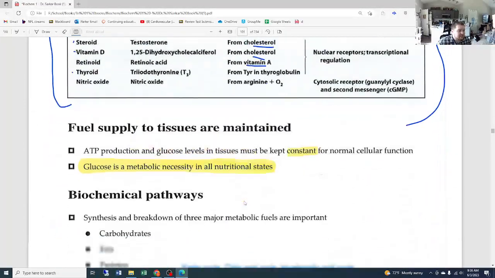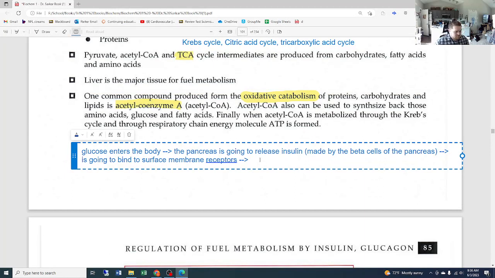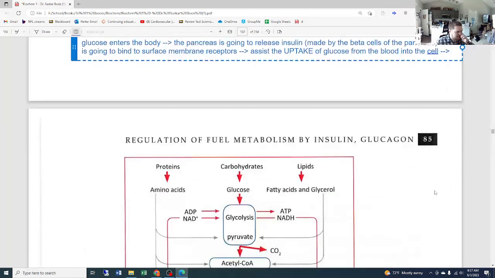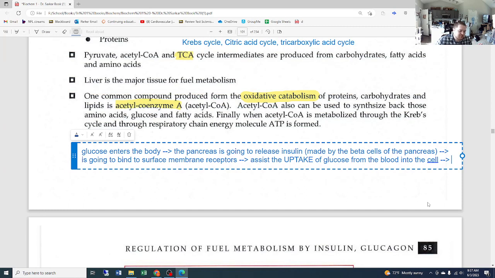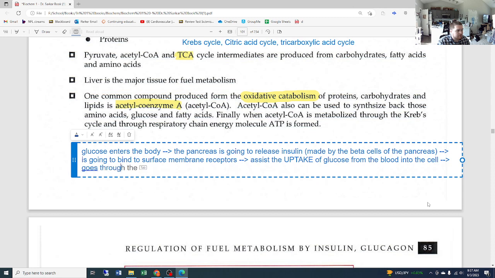Now, the job of insulin, the purpose of insulin, is when it activates those receptors, and then the tyrosine kinase activates. Remember that word, tyrosine kinase. When the tyrosine kinase activates, it's going to assist the uptake of glucose from the blood into the cell. Okay? Part of doing that, I won't get into all the specifics right now. We'll get into them later on. But know that it helps change the glucose so that the glucose can enter into the cell. Once the glucose is in the cell, the way that it gets used, if it's going to be used for energy, it goes through the process of glycolysis.